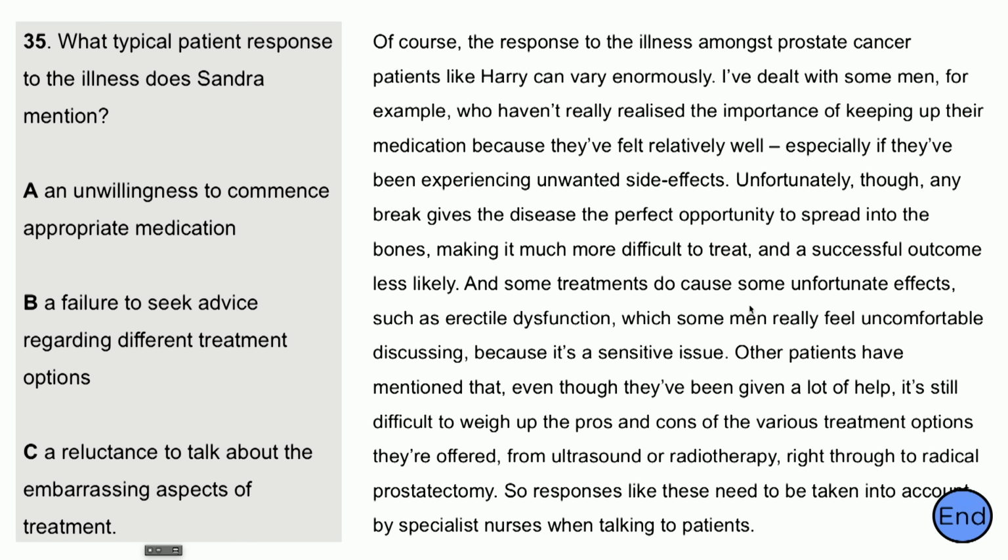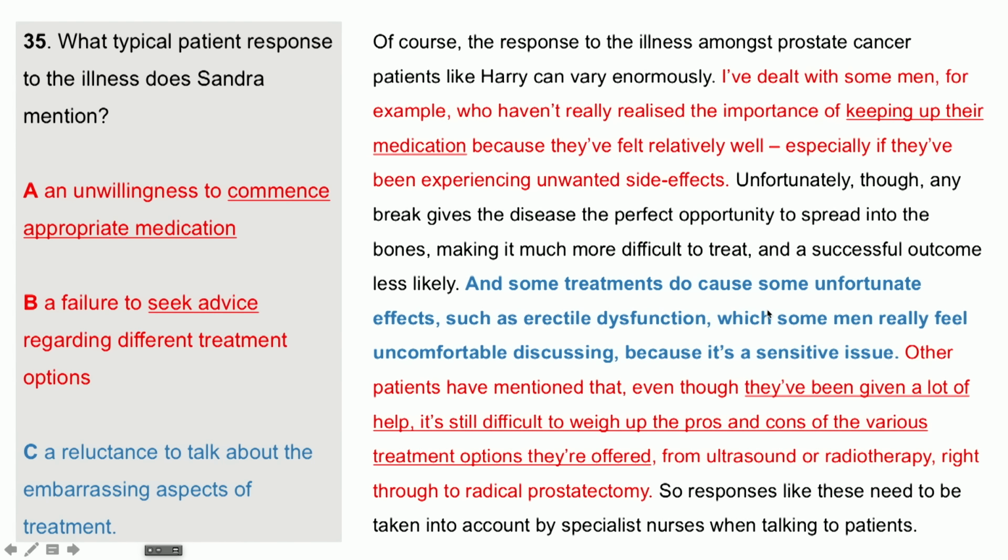Okay, let's have a look here. The answer is C. What typical patient response to the illness does Sandra mention? She mentions a reluctance to talk about the embarrassing aspects of treatment. It says there in the lecture, she said, and some treatments do cause some unfortunate effects, such as erectile dysfunction, which some men really feel uncomfortable discussing because it's a sensitive issue.